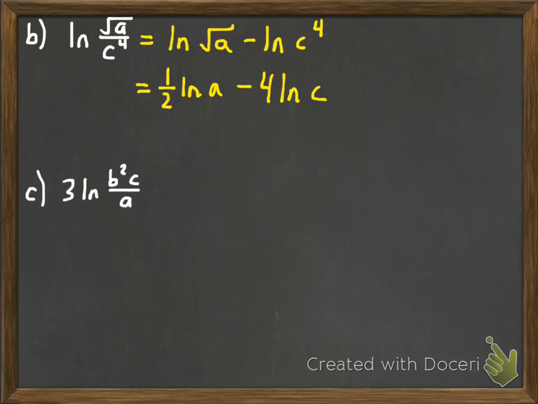Now the reason I wanted to bring those exponents and make them coefficients is because I know that the natural log of a is equal to p. I know the natural log of c is equal to r, but I didn't know what the natural log of the square root of a or of c to the fourth was. Alright, we're now going to make this 1/2 times p minus 4 times r. Great. Try the third one.